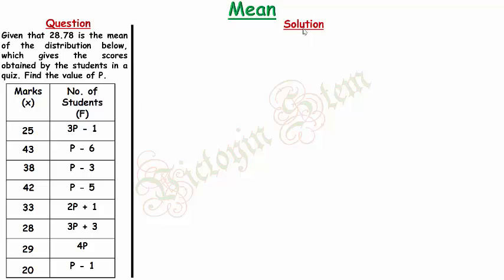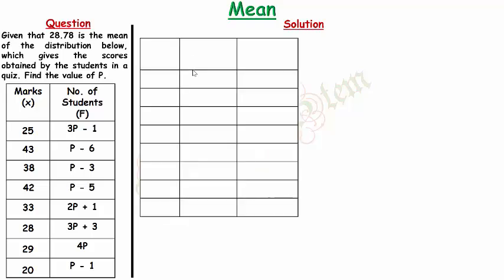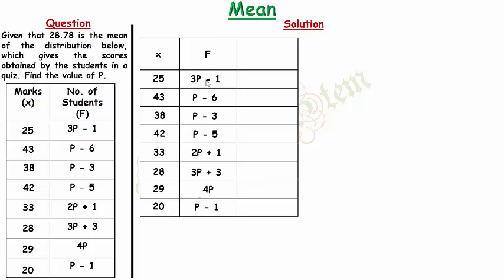Now, without wasting time, I'll solve this problem. So I'll draw my table. The first column, I'll give it a simple name X, as you can see in the question. So I'll replicate the content of X, which is 25, 43, 38, 42, 33, 28, 29, and 20. The next column, I'll give it a name F, which signifies the number of students that took part in the quiz. And then I'll replicate the content of the cell: 3P minus 1, P minus 6, P minus 3, P minus 5, 2P plus 1, 3P plus 3, 4P, and then P minus 1.